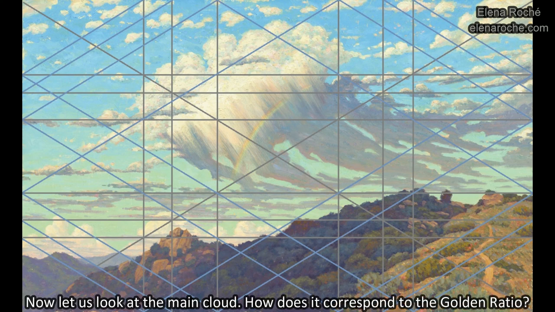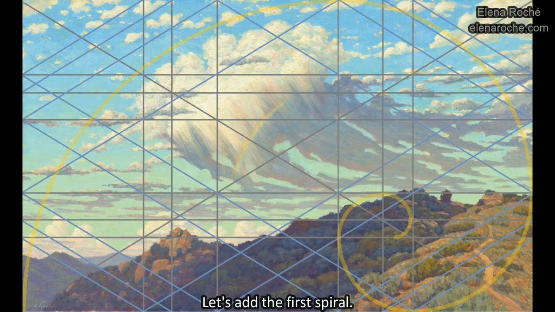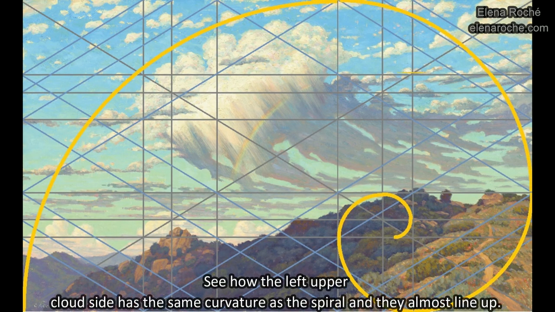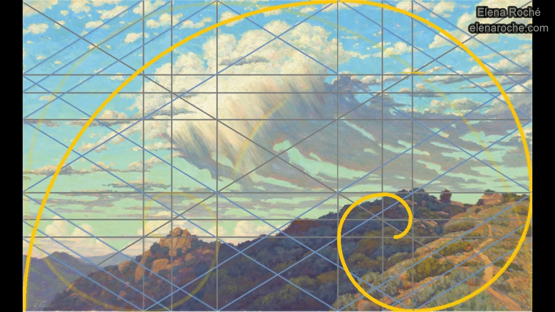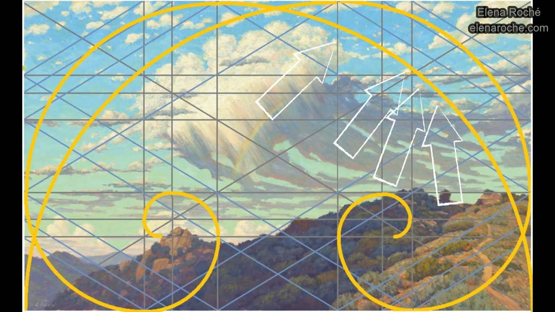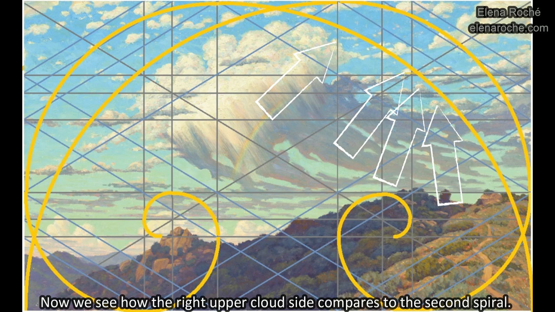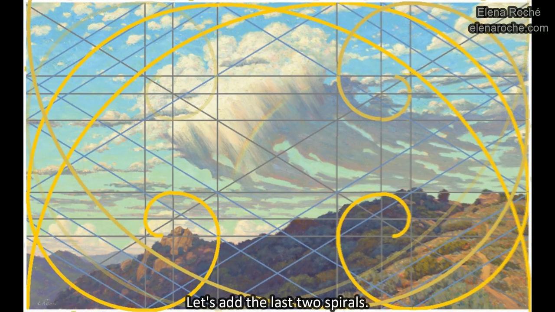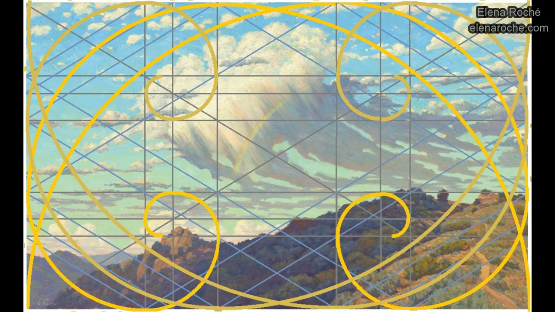Now let us look at the main cloud. How does it correspond to the golden ratio? Let's add the first spiral. See how the left upper cloud side has the same curvature as the spiral, and they almost line up. Let's add another spiral. Now we see how the right upper cloud side compares to the second spiral. Let's add the last two spirals.